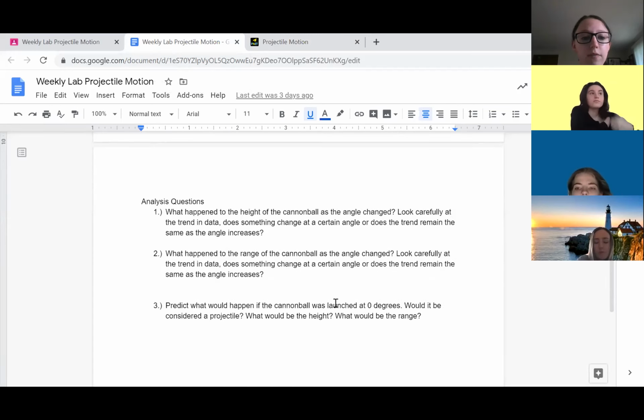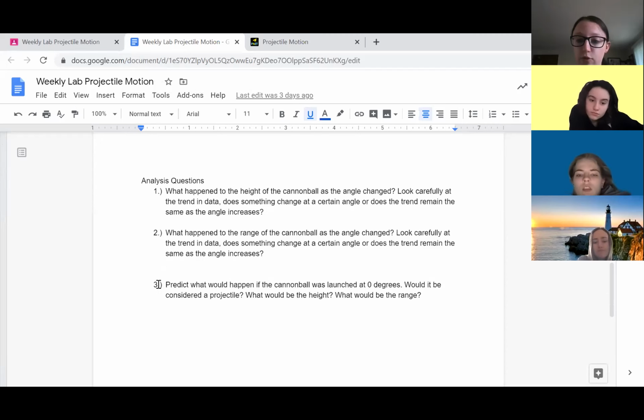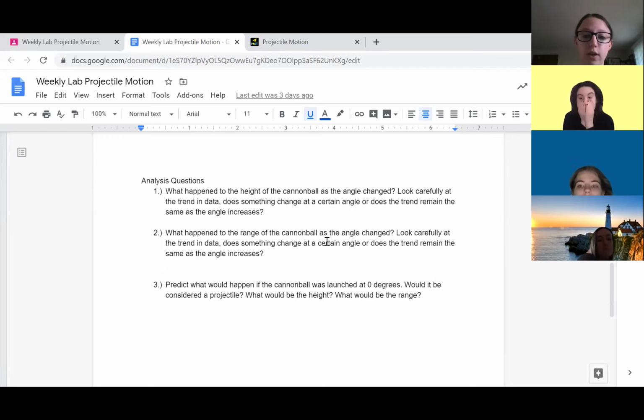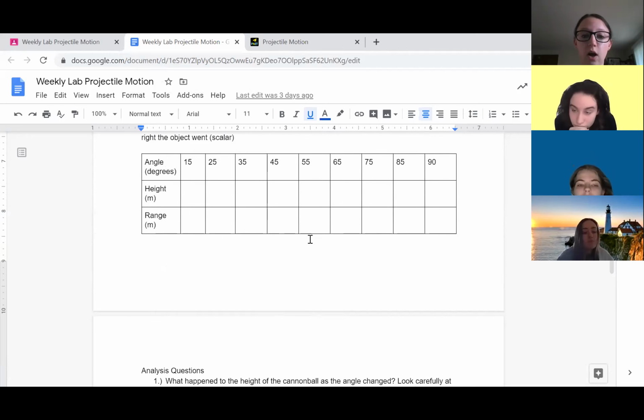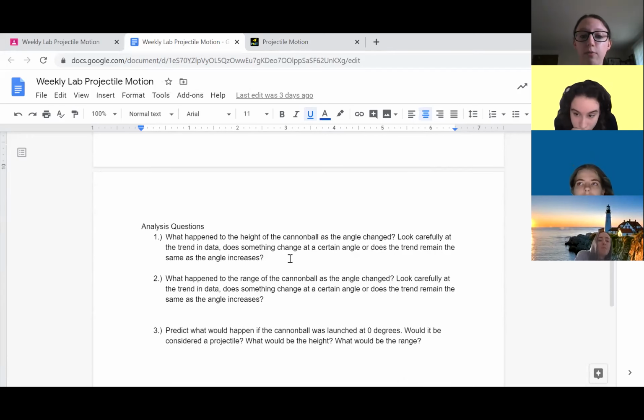Once you and your partner have gathered all of your data, you have some analysis questions that you're going to answer. So for the first one, you're going to discuss what happened to the height of the cannonball as the angle changed. What you're basically doing is describing the relationship that you noticed in your data. So you're going to be looking at the angle and the height for the first one. In terms of that, you're going to say, okay, as the angle increased, this thing increased. Whatever you see happen, you're stating the relationship.